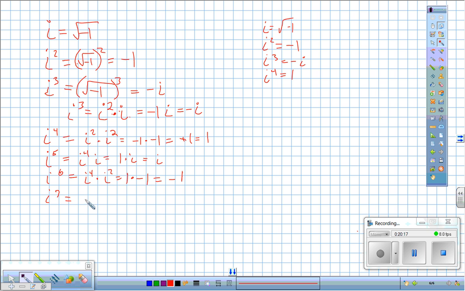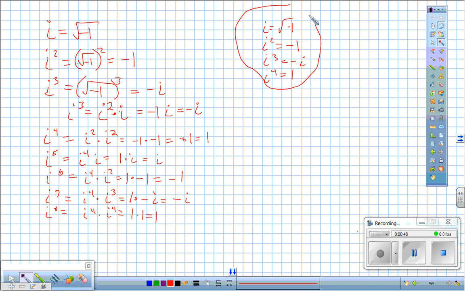I to the seventh, I'm going to rewrite as I to the fourth times I cubed. Since I cubed is negative I, I'm going to write 1 times negative I. So my answer is just negative I. I to the eighth, I'm going to rewrite as I to the fourth times I to the fourth. And my answer will just be 1 times 1, which is 1. So these are my basic things.